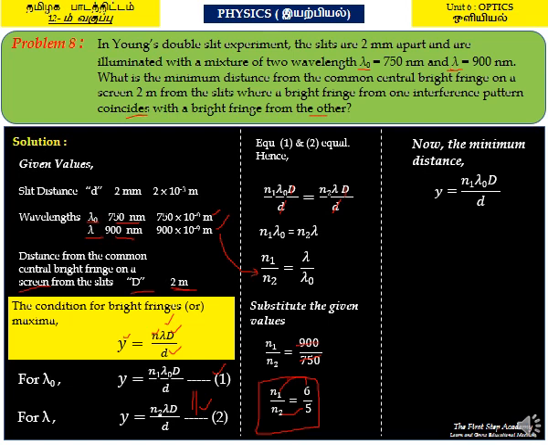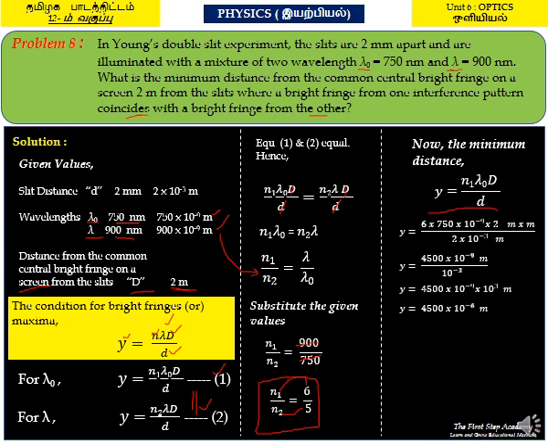So now the minimum distance can be calculated by y is equal to n1 lambda naught capital D divided by small d. Now the given values can be substituted in this equation as y is equal to, n1 is 6, right? 6 into 750 into 10 power minus 9 into 2 meter divided by 2 into 10 power minus 3 meter. By solving this equation, we get the value as 4500 into 10 power minus 6 meter. Further, this will be converted as y is equal to 4.5 into 10 power minus 3 meter.